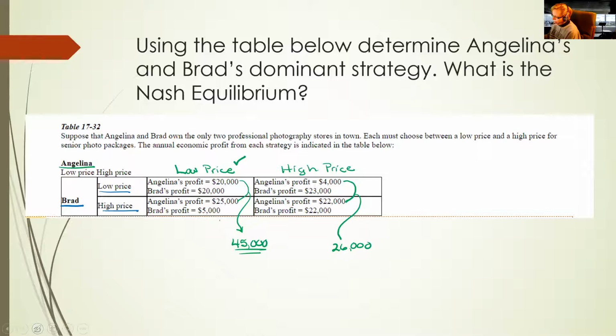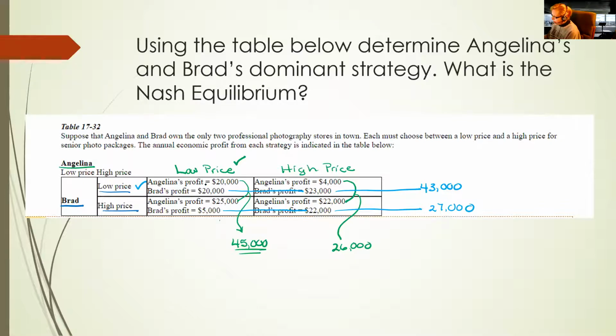Let's go ahead and do Brad's. Brad has a profit of his low price, and now we're going to go this way, and we're going to add $20,000 and $23,000, and that's going to give us $43,000 under his low price, and the $5,000 and the $20,000, and that's going to give us $27,000. So Brad likewise will choose low price. Angelina's dominant strategy would be low price, Brad's dominant strategy would be low price.